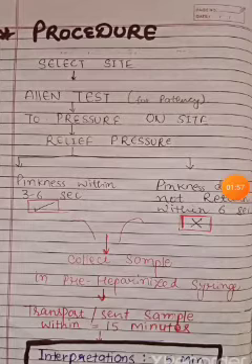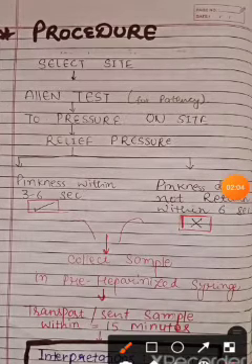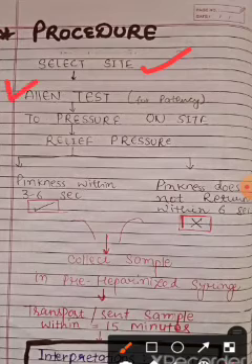Now come to the point, that is how we perform ABG analysis. First of all we should select the site. For example, we have selected the radial site. Then after the selection of the site, we will perform the Allen test. This test is performed for checking the patency of the artery.